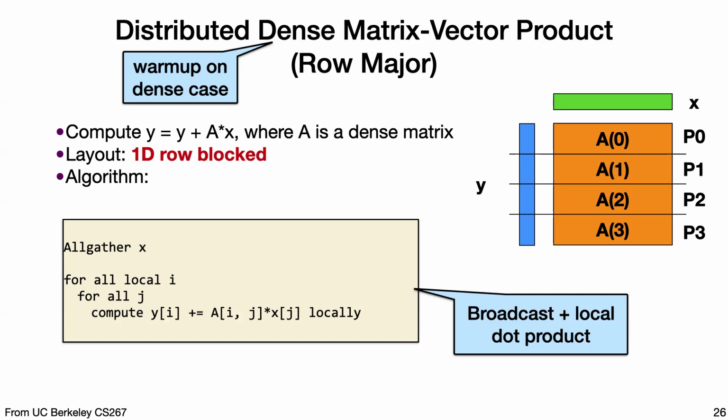So this was the pseudocode that we had last time. If X was split up, you all gather X, and for all the local rows you have of I, you compute Y of I locally. And we can do this sort of partitioning, or this 1D distribution, for sparse matrix as well. The only difference is that A is now in CSR rather than in dense matrix form.